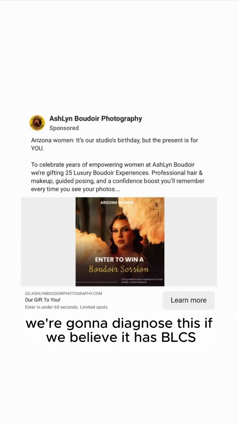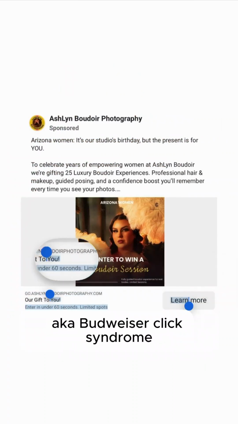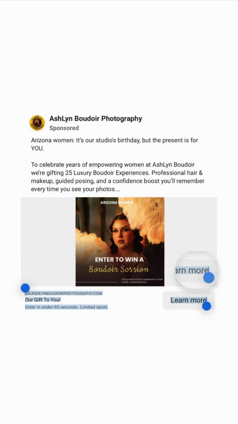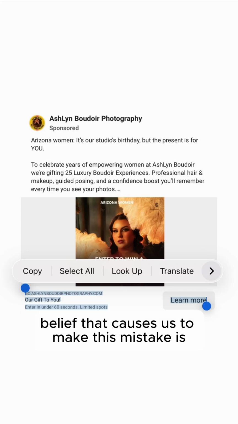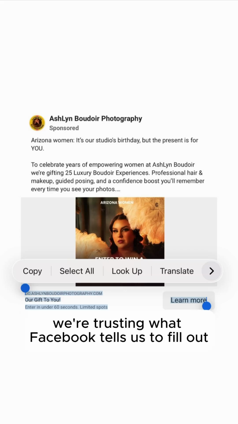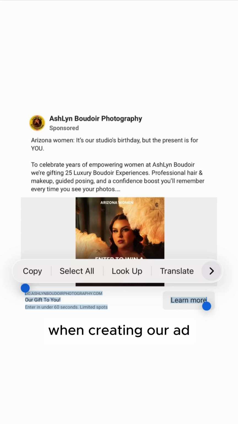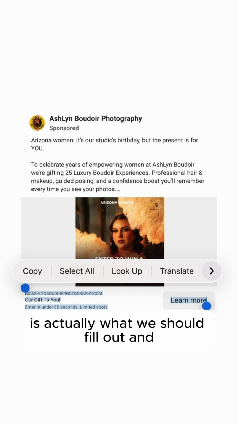Now we're going to diagnose this if we believe it has BLCS, aka Boudoir low click syndrome. So we've got the below creative cluster mistake here. The false belief that causes us to make this mistake is we're trusting that what Facebook tells us to fill out when creating our ad is actually what we should fill out.